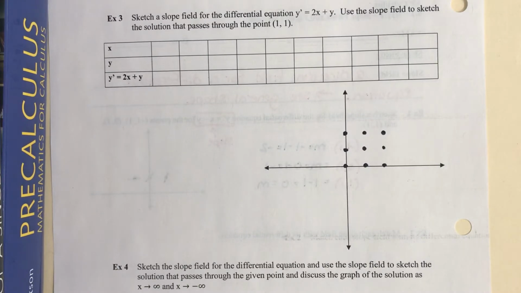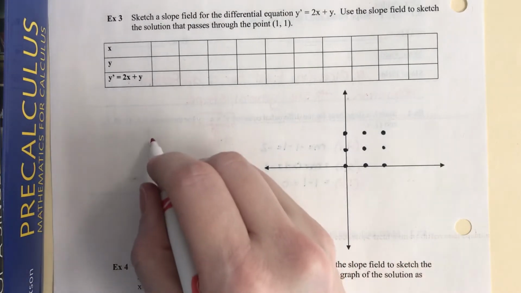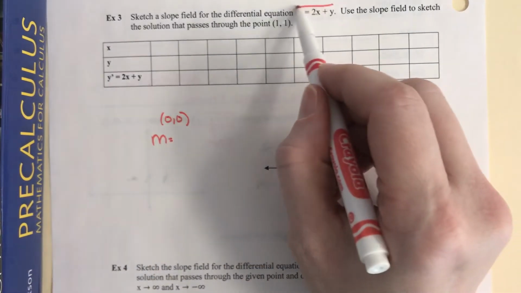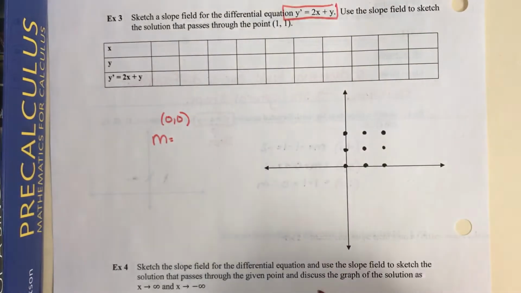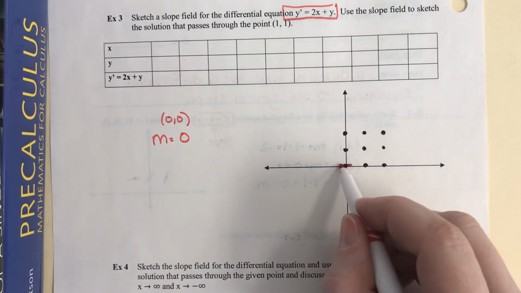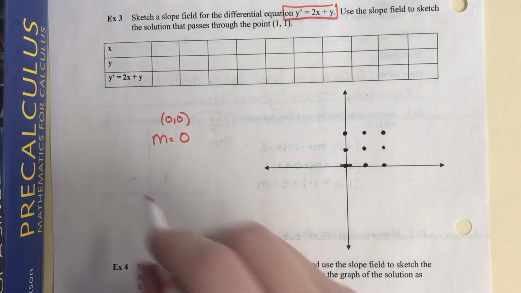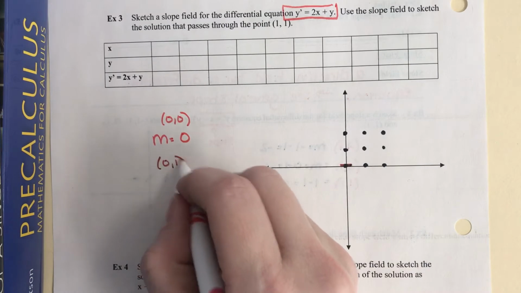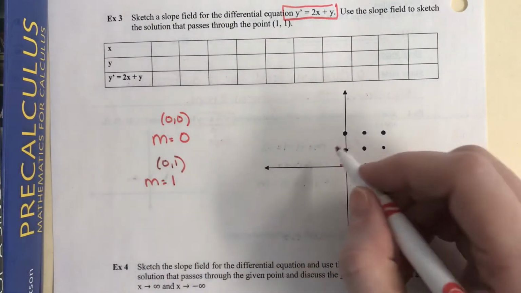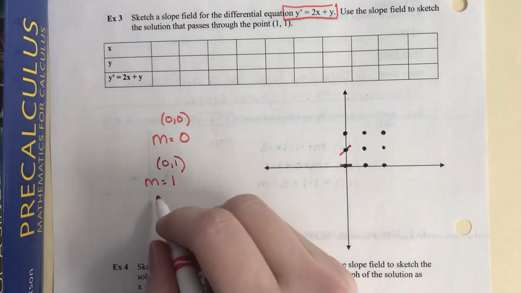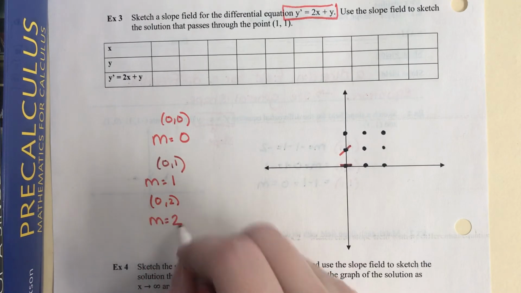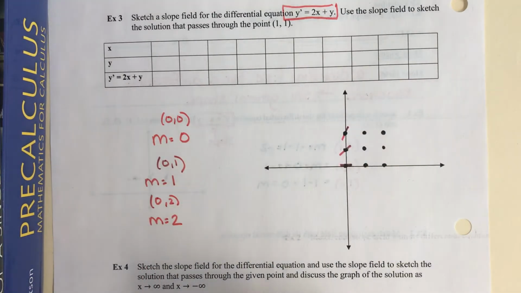So let's start with the first point here, 0, 0. I have a differential equation at the top here. Y prime equals 2x plus y, so my slope at that point would be 0. So I'm going to plot a 0 slope. My next point is 0, 1. That slope would give me 0 plus 1, so 1. My next point is 0, 2. That slope would give me 2. So a little bit steeper.